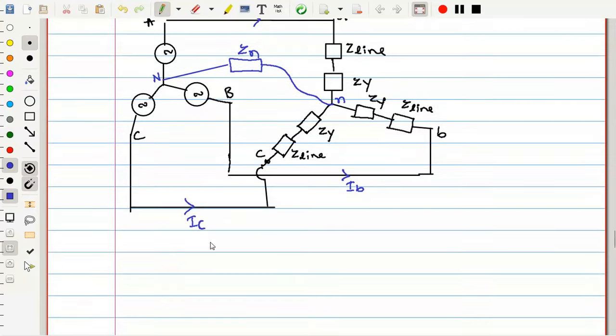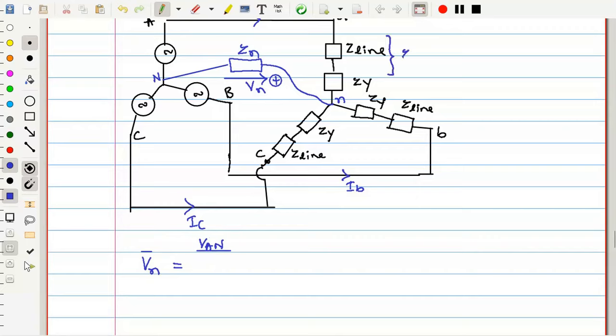Now, in order to solve this problem, first what we need to do is find the neutral voltage, plus, minus. Once we know the neutral voltage, 99% of the problem is solved. So this is VAN and VN. First we will write the VN expression. What is the VN expression? Can you tell me? VAN divided by, tell me.